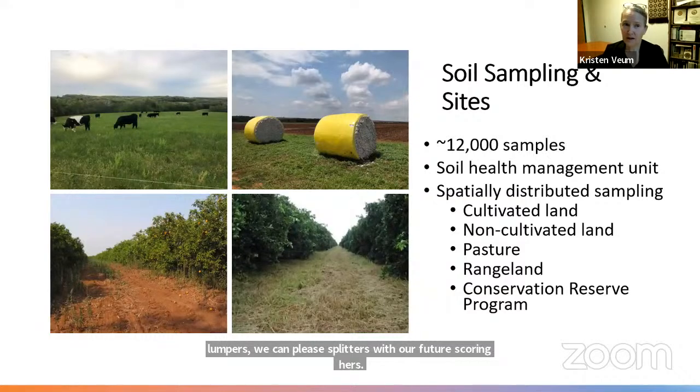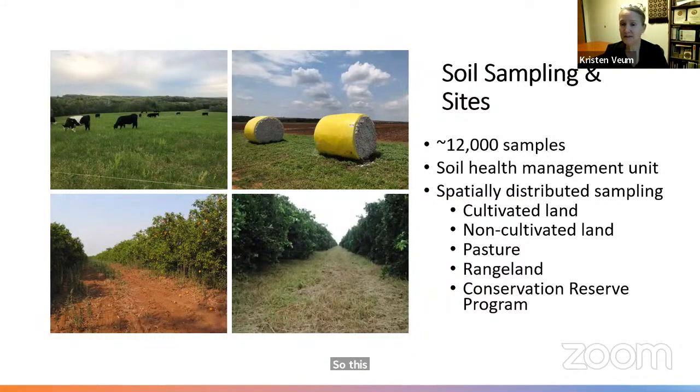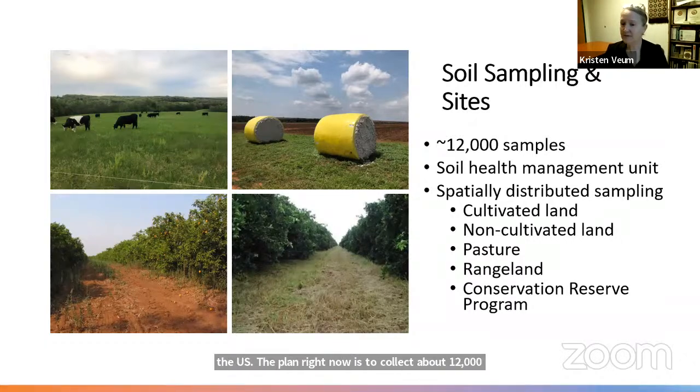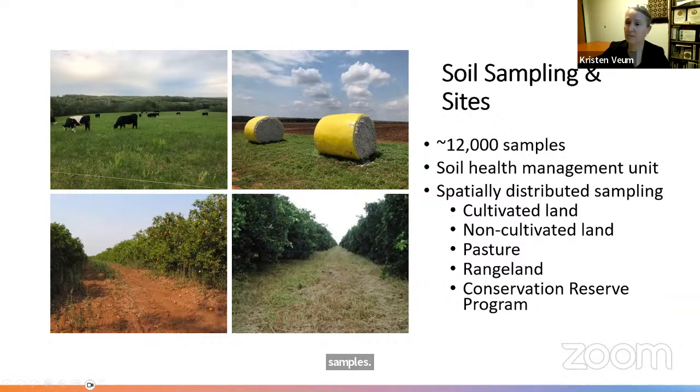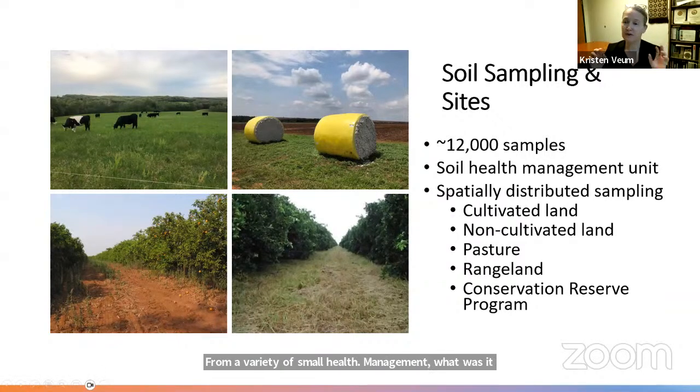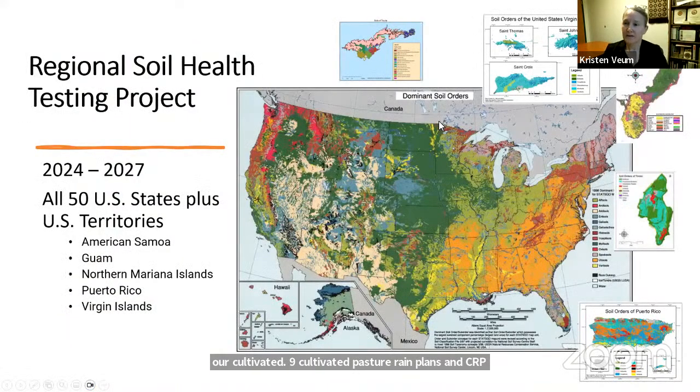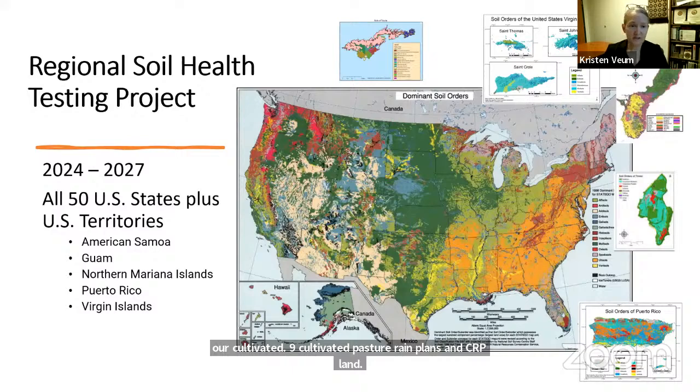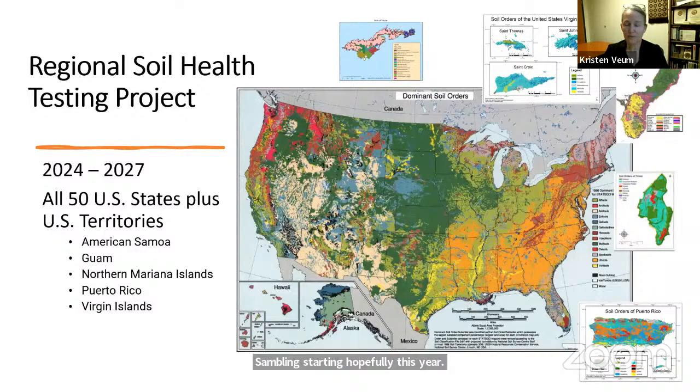So this new initiative to collect samples from across the US, the plan right now is to collect about 12,000 samples from a variety of soil health management units, what they call SHMU. That's the level on which we'll be sampling. And it will cover cultivated, non-cultivated, pasture raised land, and CRP land. The sampling will occur starting hopefully this year through 2027. We'll tackle all 50 states plus the main US territories, the inhabited territories that are listed there.